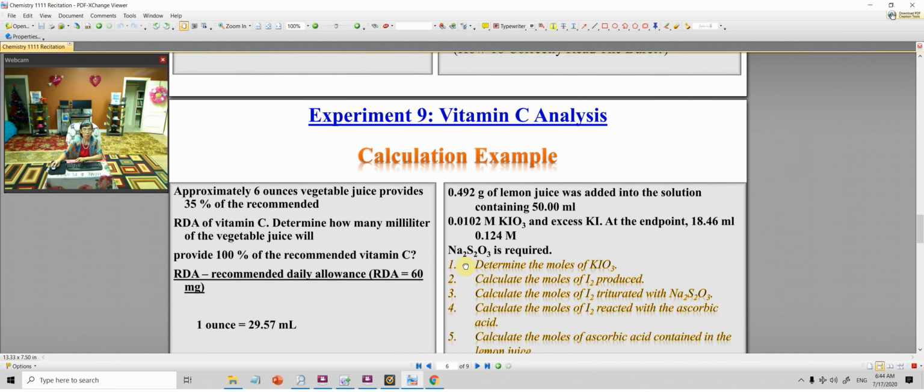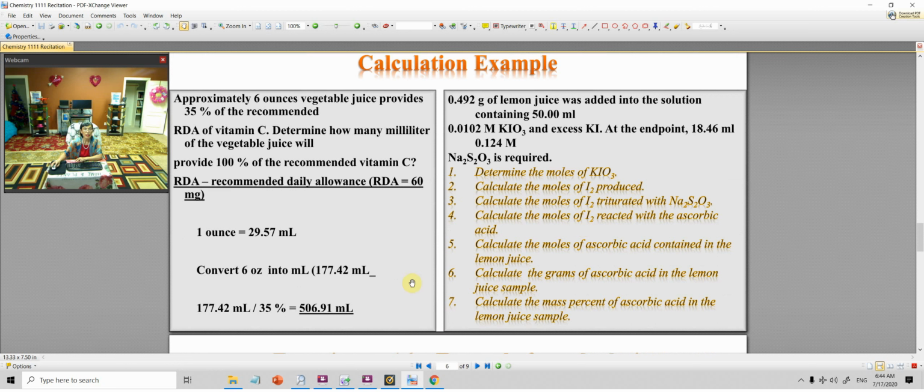About some examples for the calculation, I listed them in this slide. So first of all, you assume you have 6 ounces of vegetable juice, which can provide 35% of the recommended RDA of your vitamin C. I want to determine how many milliliters of this vegetable juice will provide 100% recommended vitamin C. RDA means recommended daily allowance, usually more than 60 milligrams.